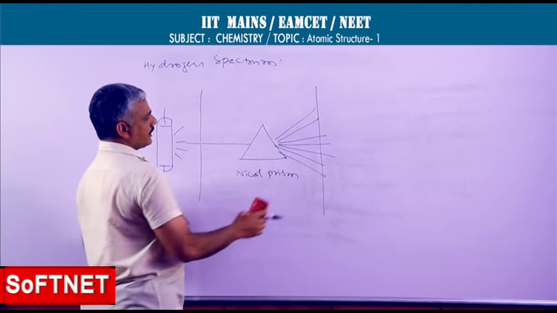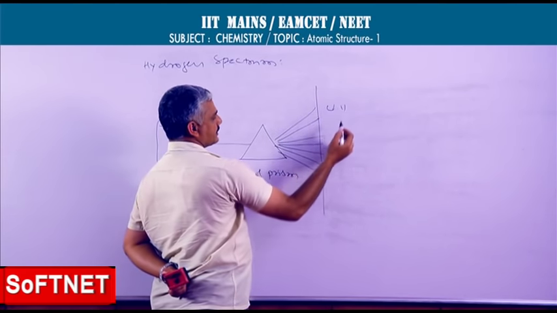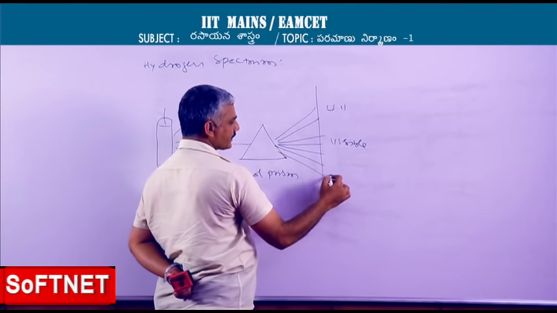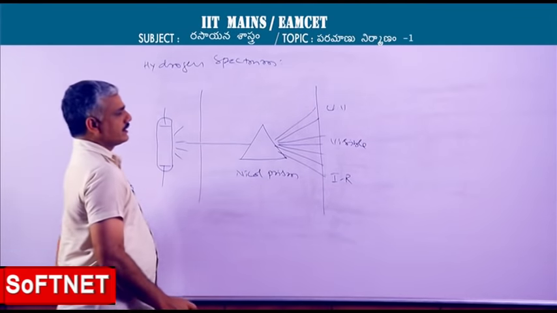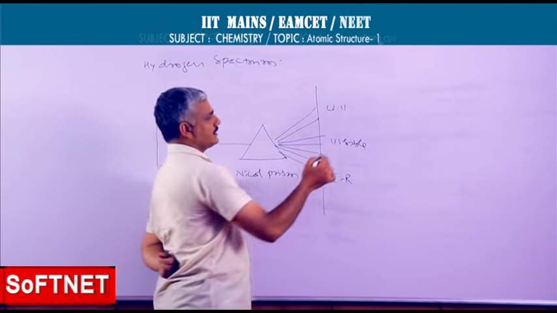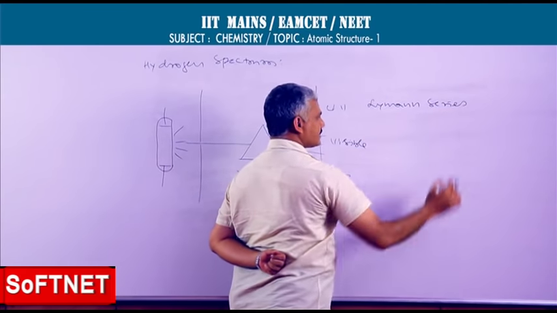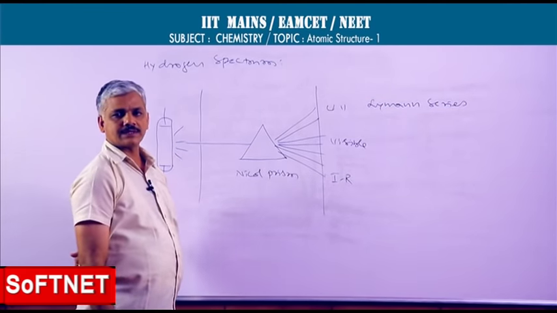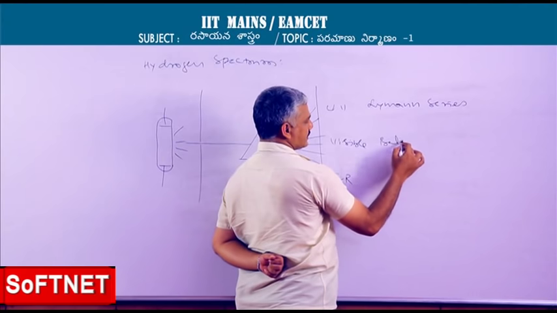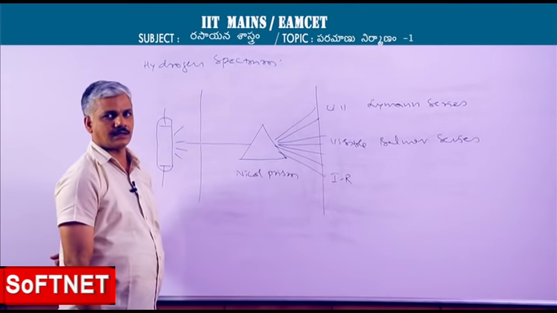Some of the electromagnetic waves were found to be in the ultraviolet region, some were observed in the visible region, and some were observed in the infrared region. The spectral lines observed in UV rays were studied by a scientist called Lyman, and hence those spectral lines are collectively called the Lyman series of spectral lines. The visible region was studied by another scientist called Balmer, and hence the spectral lines are collectively called the Balmer series of spectral lines.